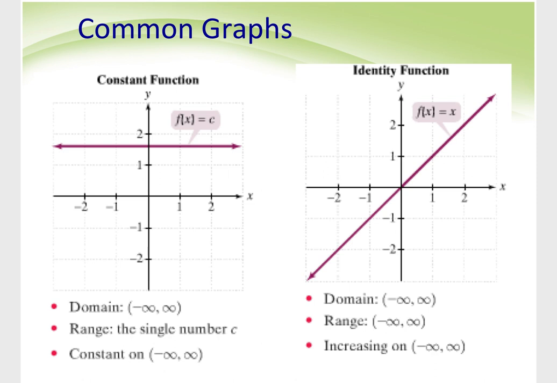So if you look at the first one, domain goes left to right, all real numbers. Range would just be the y that it runs through, which appears to be like a 1.75 on that graph, something like that. And then it is constant the entire way. No increasing, no decreasing. The identity function, domain negative infinity to positive infinity, range negative infinity to positive infinity. And this time it's increasing the whole time. So negative infinity to positive infinity, increasing.